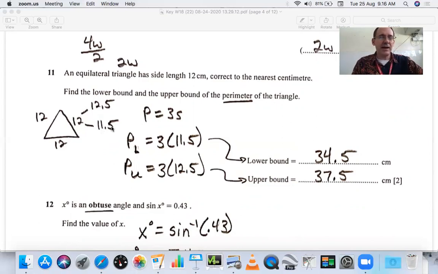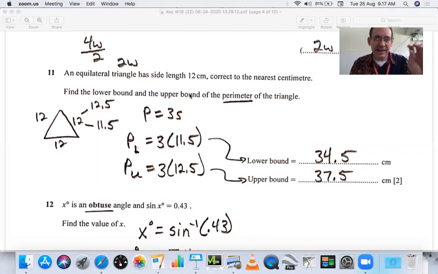So 11.5 rounds up to 12. And then to find the upper boundary, we take 12.5, even though technically 12.5 is not included, it is the boundary. In other words, 12.499999 needs to be included. So we just go ahead and put 12.5.